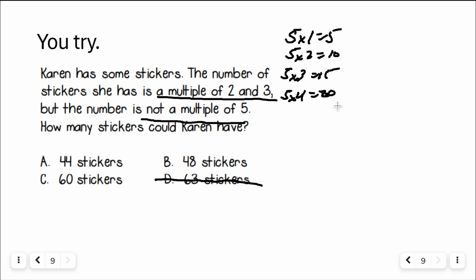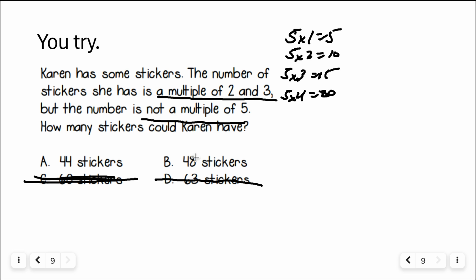So that means if my number ends in a 5 or a 0, it'll be a multiple of 5. Well, 60 ends in a 0, so that's a multiple of 5. That can't be the answer either. So now I'm down to 2 numbers. It's either 44 or 48, one or the other.